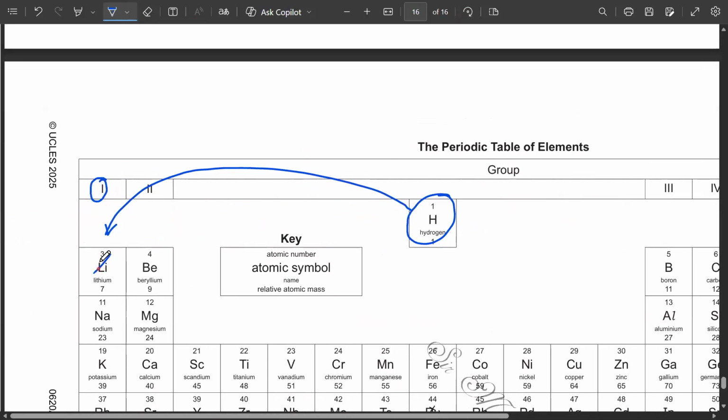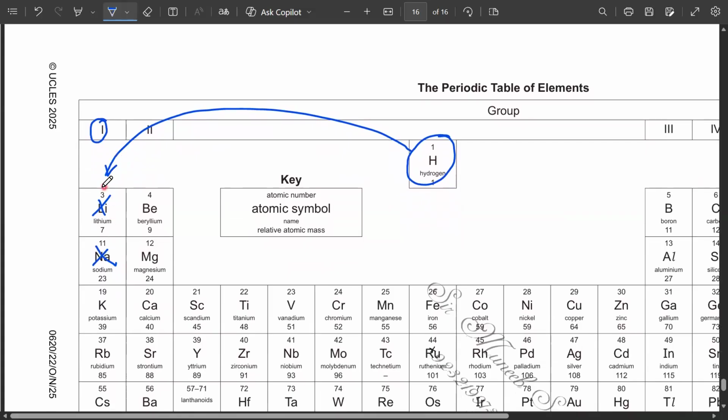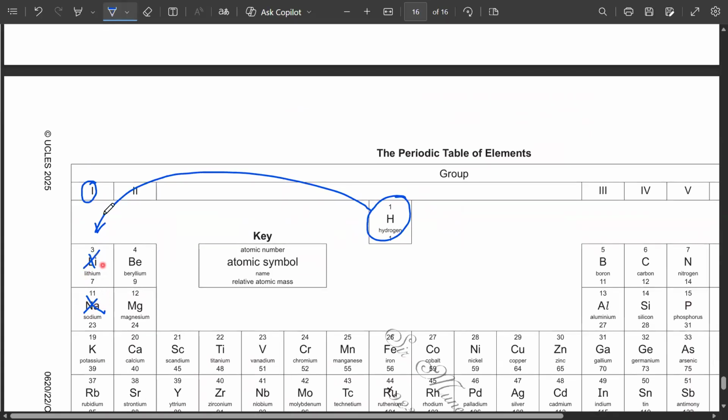So it's not lithium, it's neither sodium. Bilal, I'm very much astonished to hear your answer. Even move down to the third period. What's the matter? So it is hydrogen, H.